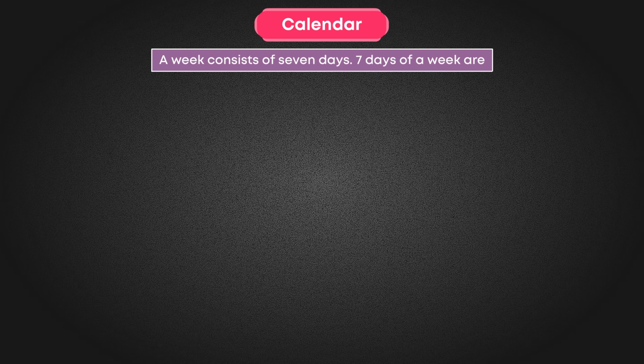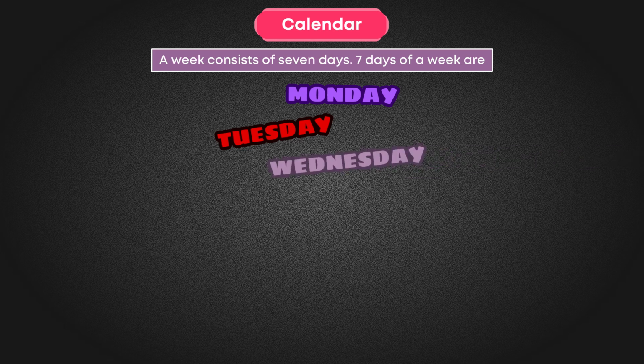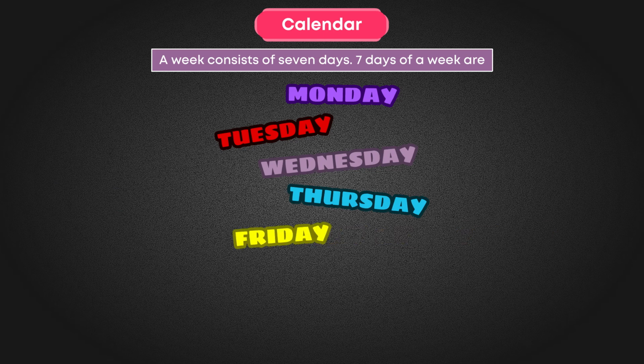Calendar. A week consists of 7 days. The 7 days of a week are Monday, Tuesday, Wednesday, Thursday, Friday, Saturday, and Sunday.